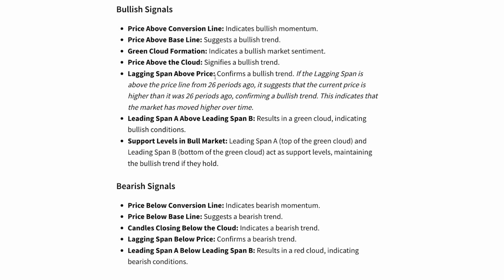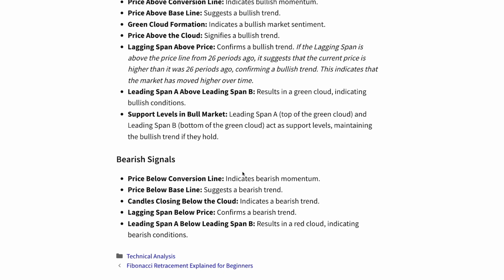And then that lagging span, we talked about that. If price is below that, then that is a bullish signal, meaning that the price has been rising over the past 26 periods. Leading span A is above leading span B. That would create a green cloud. And then support levels in the bull market: leading span A, the top of the green cloud, and leading span B, the bottom of the green cloud. These sort of act as support levels that help maintain that bullish trend.